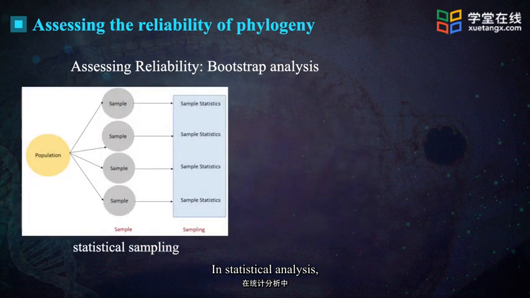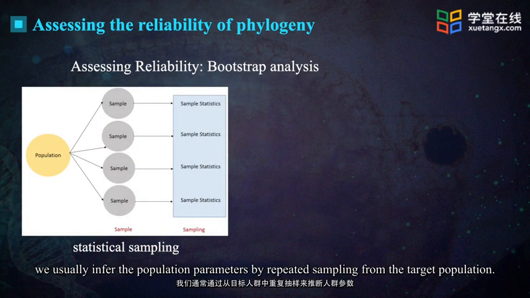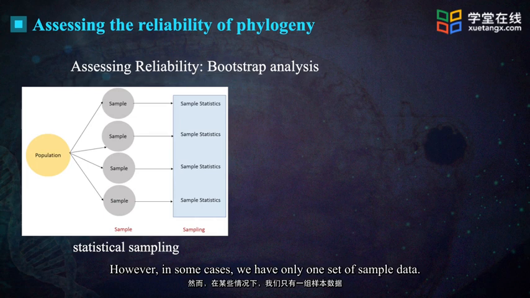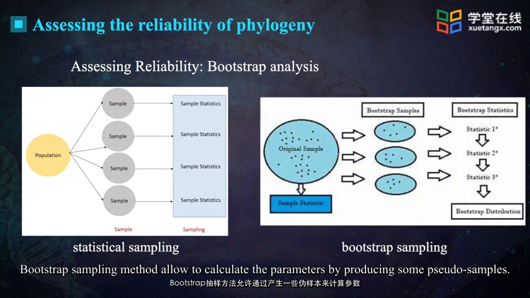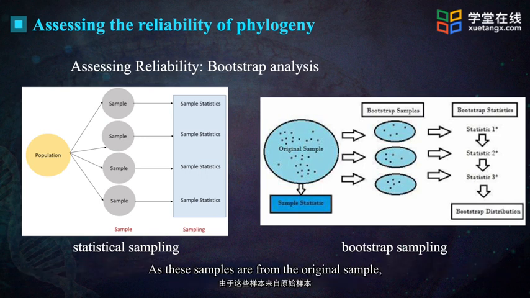In statistical analysis, we usually infer the population parameters by repeated sampling from the target population. However, in some cases, we have only one set of sample data. The bootstrap sampling method allows us to calculate the parameters by producing some pseudo-samples. As these samples are from the original sample, it is just like pulling oneself up by one's bootstraps.